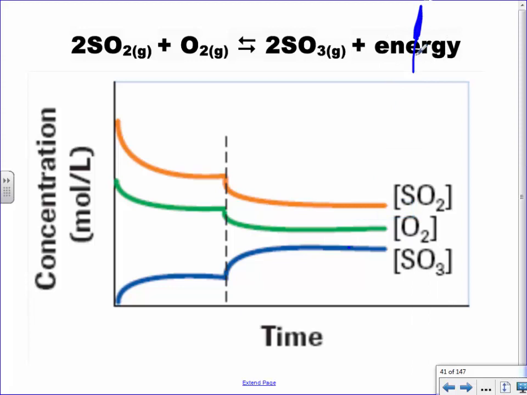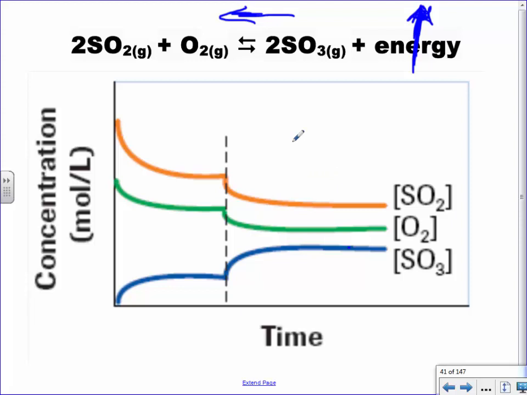Well, if you increase the temperature, you now have more energy at your disposal. And if you have more energy at your disposal, there's too much stuff on this side, it's going to cause a shift this way to kind of use it up. And it's going to try to make more of these guys here.